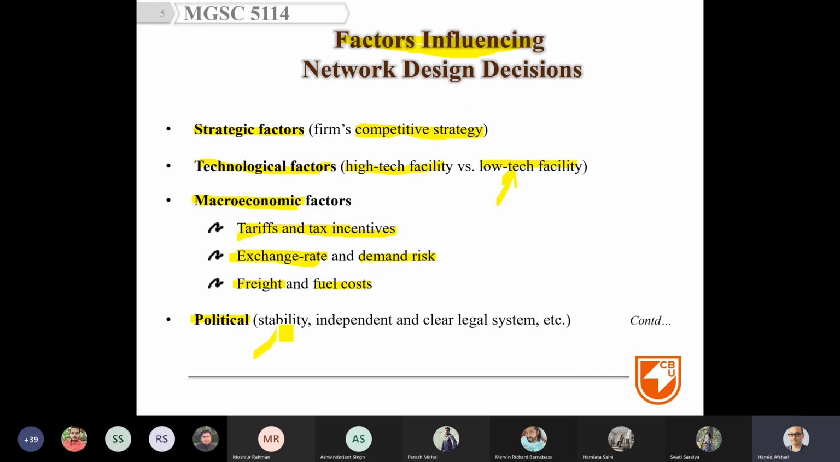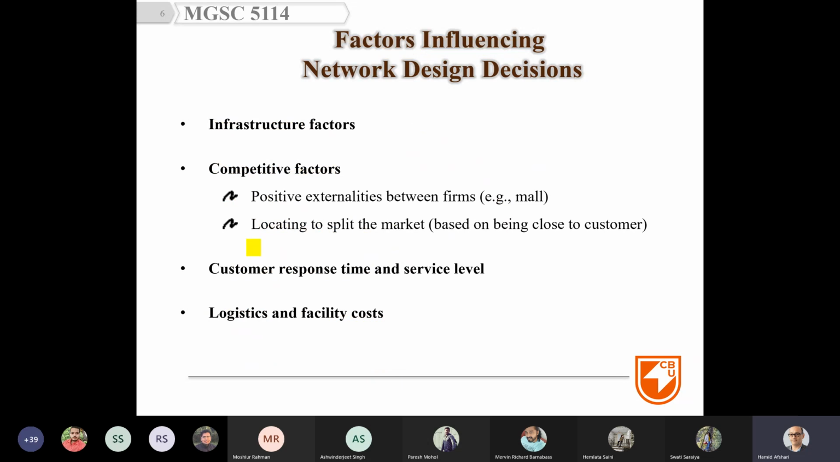Okay, political factors, like what? Like stability of a country, independence of a country, and a clear legal system. So if you get any problem and you need to go to court, should you bribe? Should you be confident that they will not cheat on you? Everything will be injustice, something like that. So these are the other factors that you should also consider.